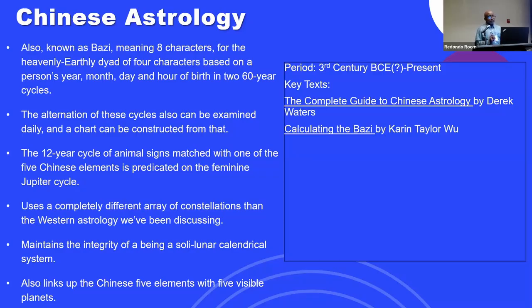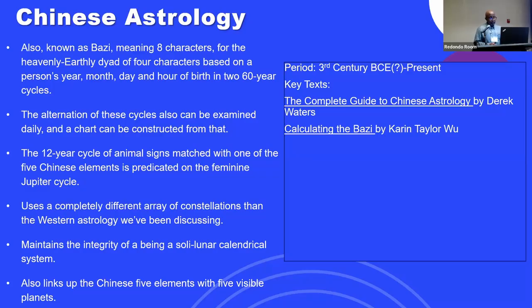So the reason why I selected Chinese astrology rather than other things is that I don't think that exchange was happening before the 20th century in terms of Mesoamerican astrology. So that's the only reason why it's not here.